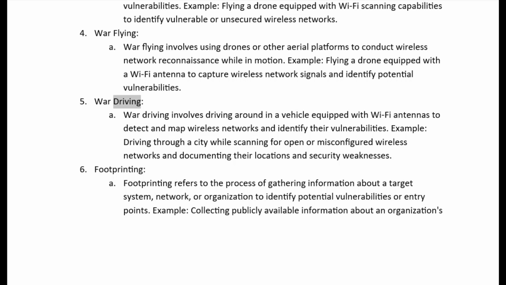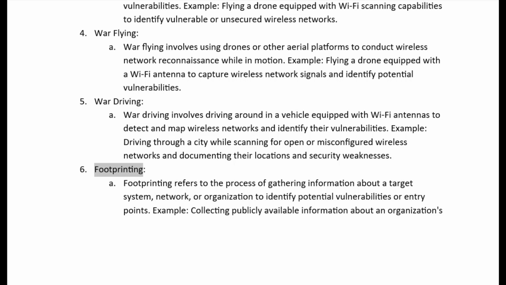War driving. War driving involves driving around in a vehicle equipped with Wi-Fi antennas to detect and map wireless networks and identify their vulnerabilities. Example, driving through a city while scanning for open or misconfigured wireless networks and documenting their locations and security weaknesses.